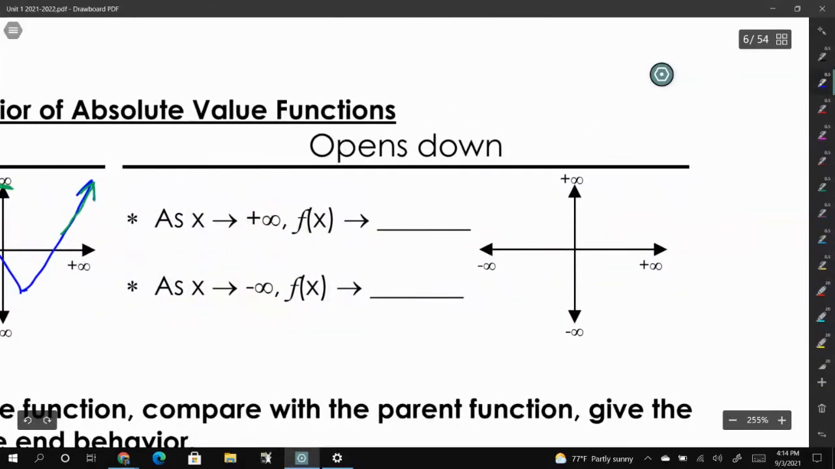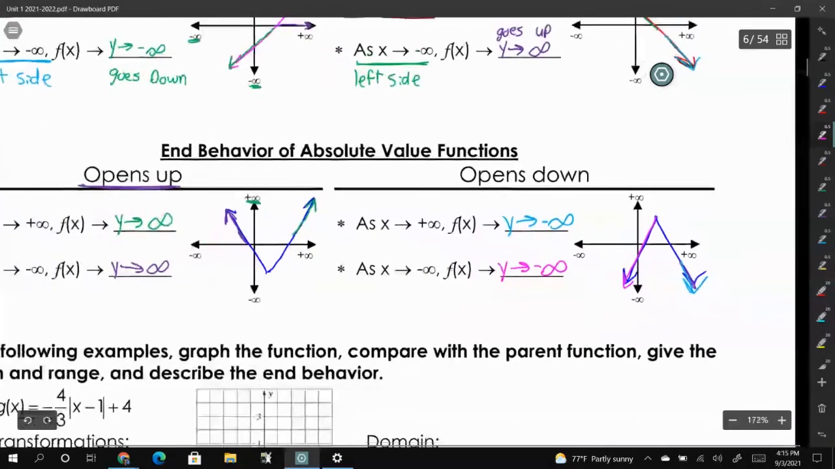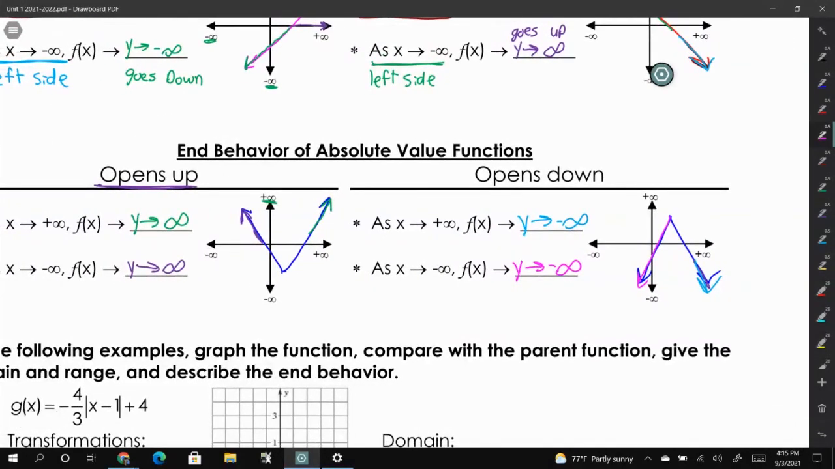If the absolute value graph opens down, okay, the right side is going down, and again we write that y approaches negative infinity. The left side is also going down. Y approaches negative infinity. So you can see with an absolute value graph, your ends are going to go in the same direction. Either both ends are going to go up, or both ends are going to go down. Or y approaches negative infinity, and y approaches negative infinity.